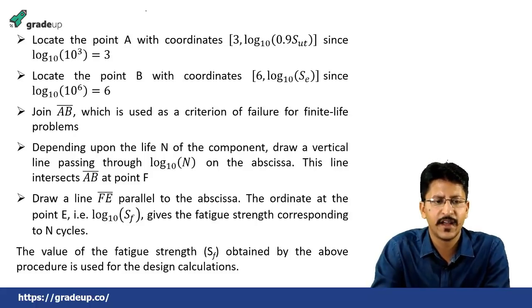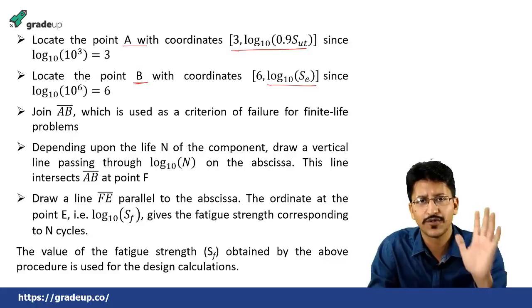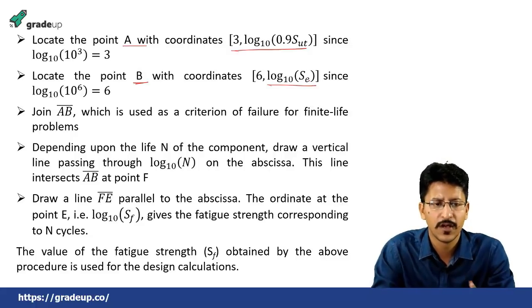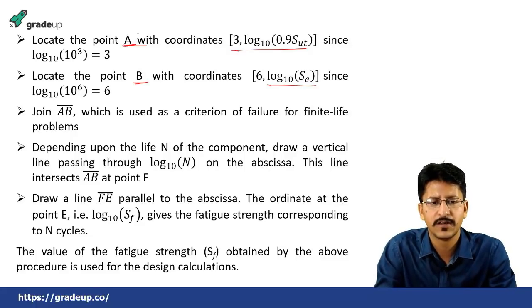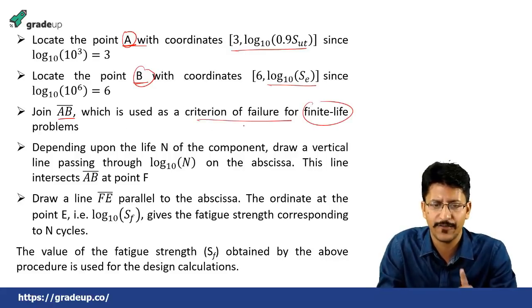Next, what is the procedure? The procedure has been written here. First of all, you have to locate a point A with this coordinate, then you have to locate a point B with this coordinate. This is the simple standard procedure for solving these kinds of problems. So you first determine point A, then point B, then just join these two points. And this line is used for the criterion of failure for finite life, not for infinite life.